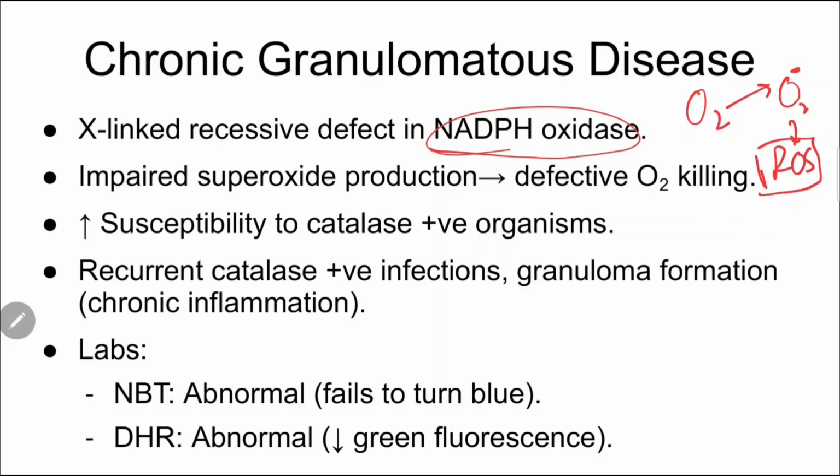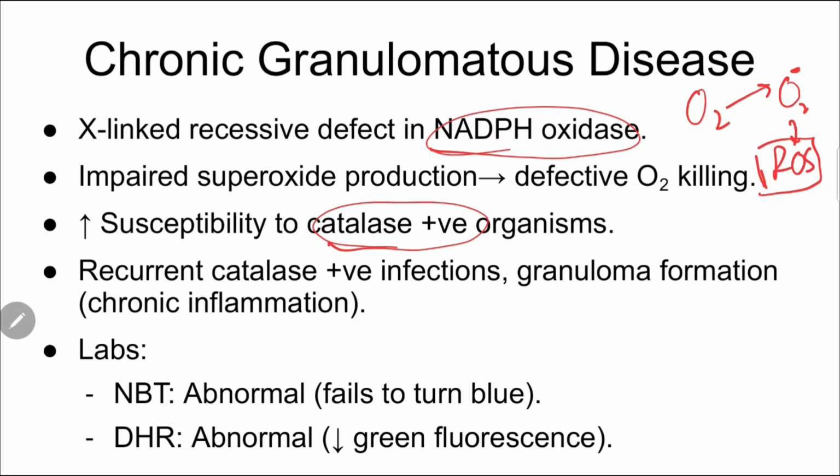And that again is not a problem until you are infected with a catalase positive organism. The reason being, if you are not infected with a catalase positive organism, your cells can use the hydrogen peroxide that is made by the microbe to make their own reactive oxygen species. But a catalase positive organism metabolizes its own hydrogen peroxide, so you cannot use it, and you will be more susceptible to catalase positive organisms.